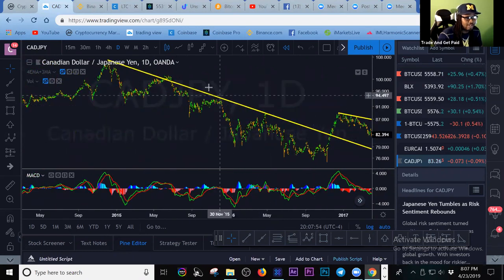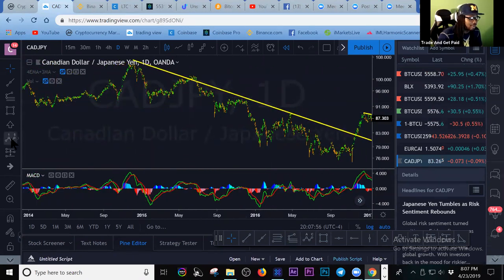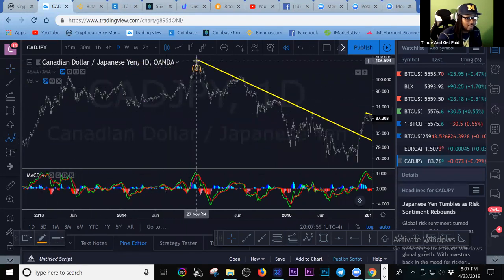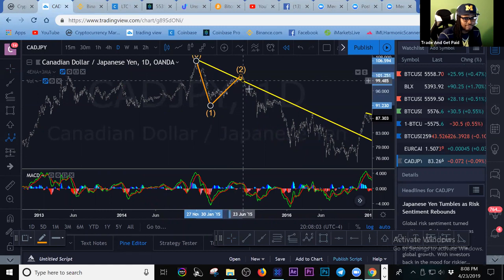Now, let me go back over here to the example of the Elliott wave real quick. From our high point, low, down to this point, there.